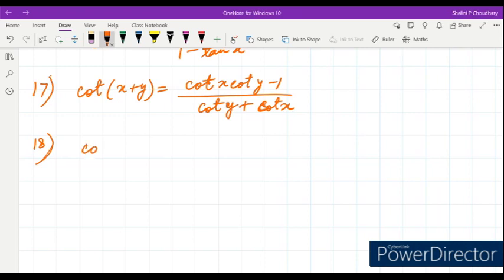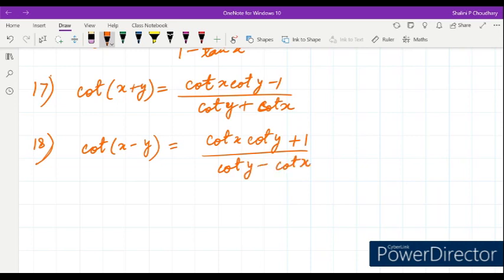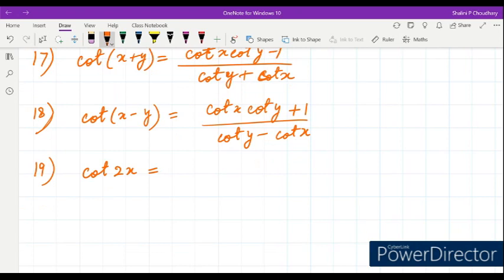Okay, now cot x minus y. So what value we'll get for this one? Cot x cot y plus 1 divided by cot y minus cot x. Okay, next is cot. Similarly, we'll get the value of cot 2x. Okay, so cot 2x. So what value we are getting for cot 2x?